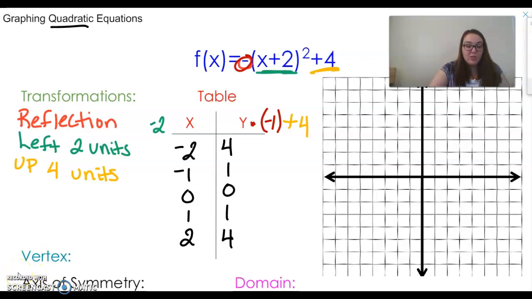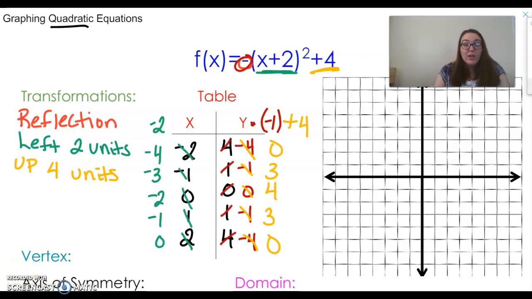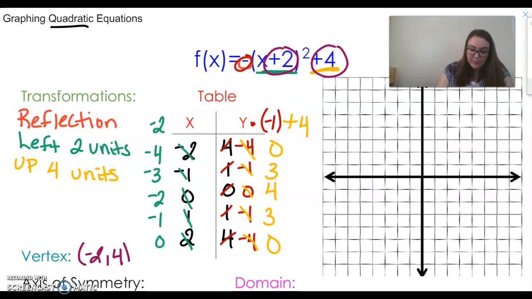So go ahead and do those to your table. Alright, so that is what your table should look like after you subtract 2 on the x values and after you reflect and move up 4 for the y values. Okay, before I graph this, I'm going to go ahead and name some things. I'm going to go ahead and name the vertex. Well, the vertex, right here, it's moving left 2 and up 4. Okay, so I know the vertex should be sitting at -2, 4.